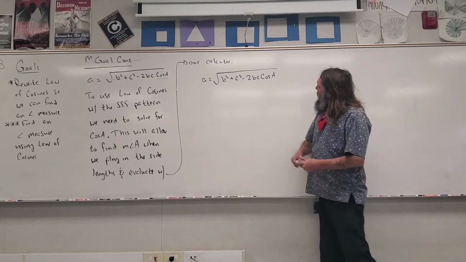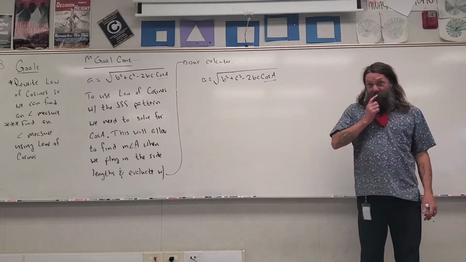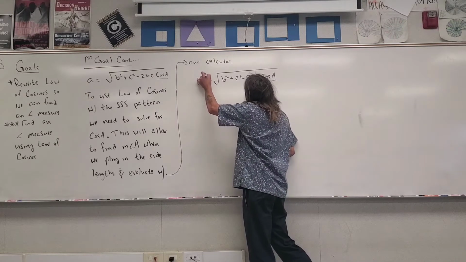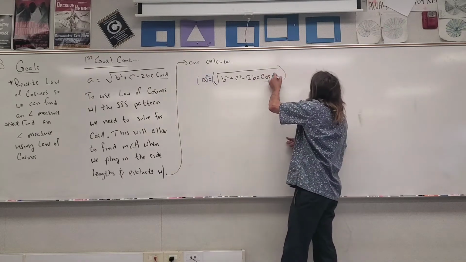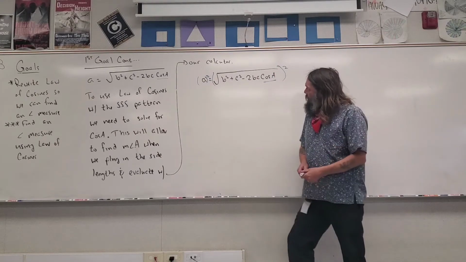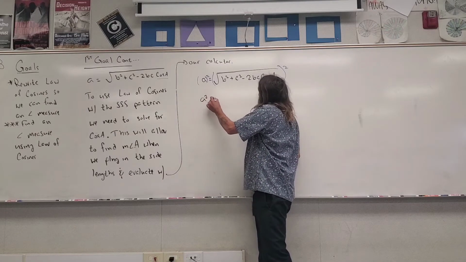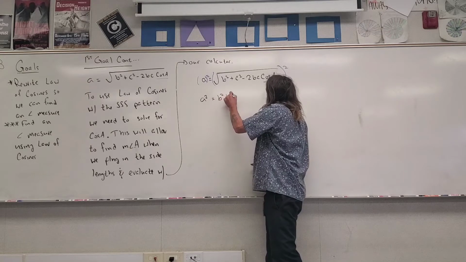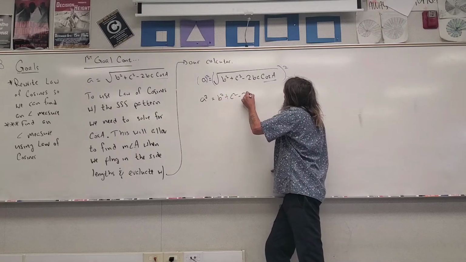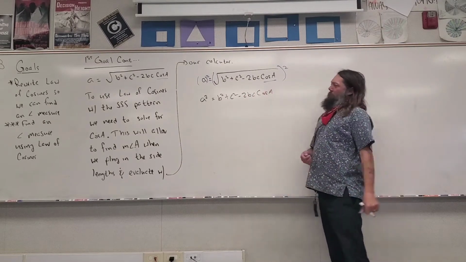All right, so I need to solve for this. The very first thing I need to do is get rid of the square root. So I'm going to square both sides. Remember, squares cancel out square roots. And so now we're left with a squared equals b squared plus c squared minus 2 times b times c times the cosine of angle A.